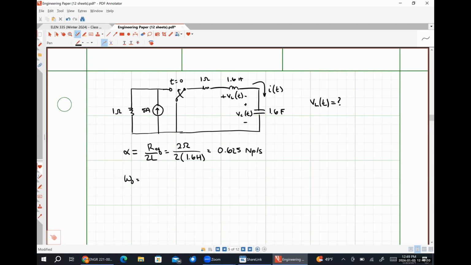Omega naught is the square root of 1 over LC, which is the square root of 1.6 Henries, 1.6 farad.